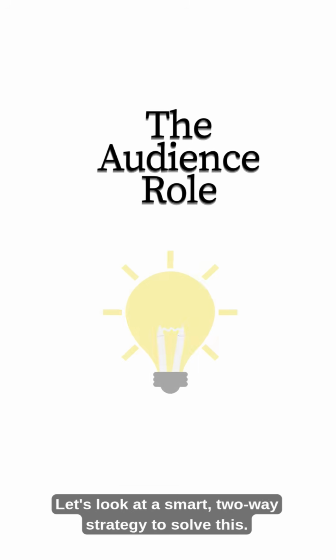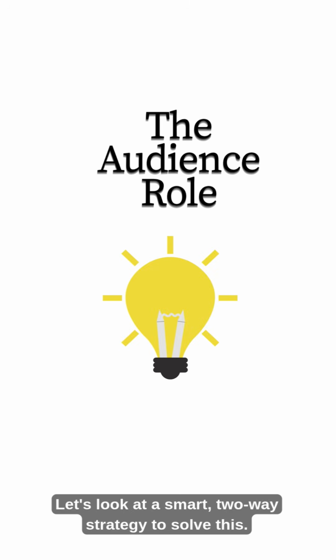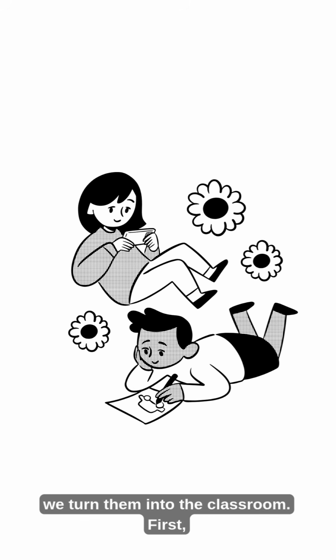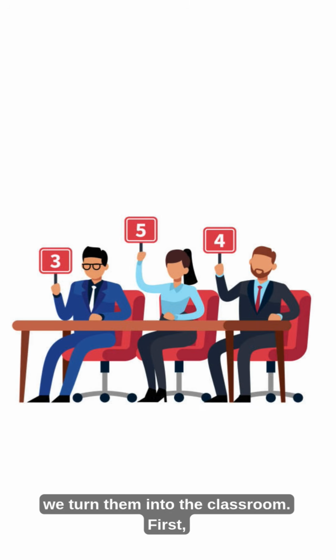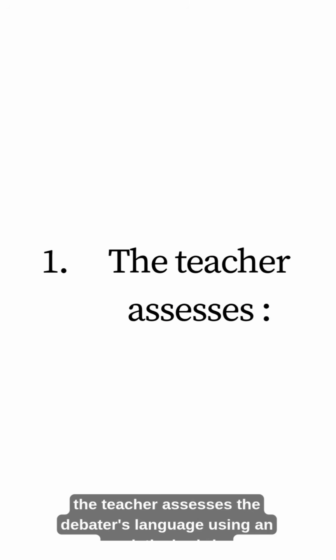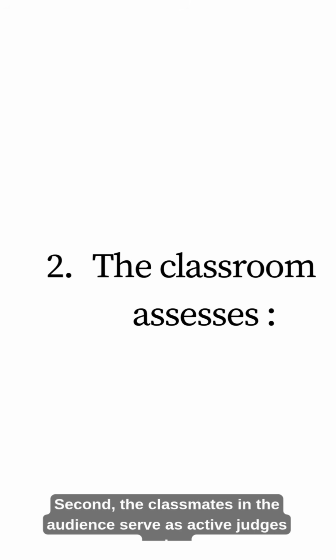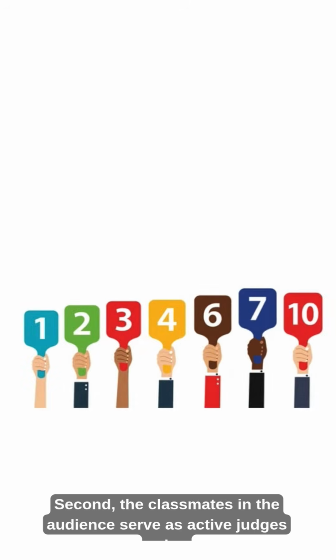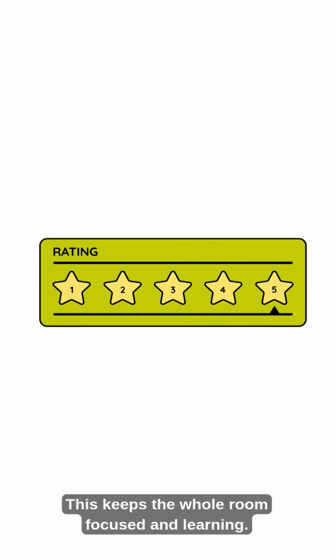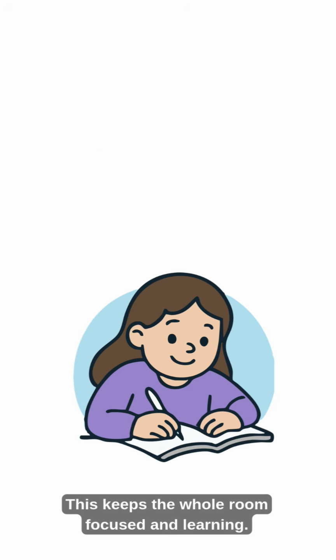Let's look at a smart, two-way strategy to solve this. Instead of letting the rest of the class get bored or noisy, we turn them into the judges. First, the teacher assesses the debater's language using an analytical rubric. Second, the classmates in the audience serve as active judges using a simple peer feedback sheet. This keeps the whole room focused and learning.